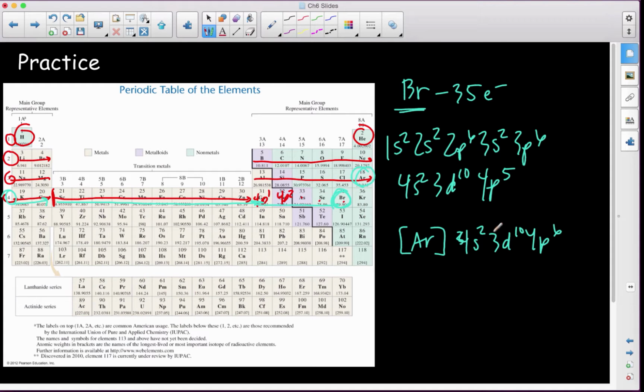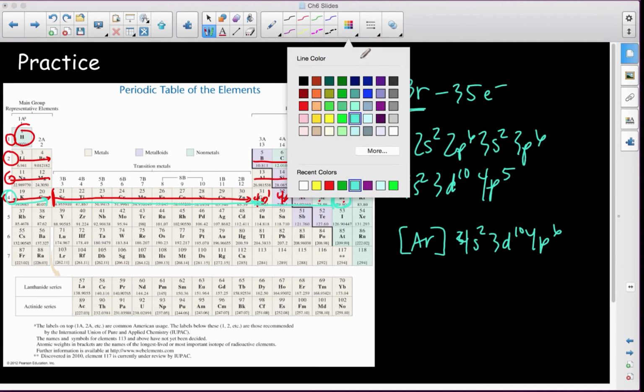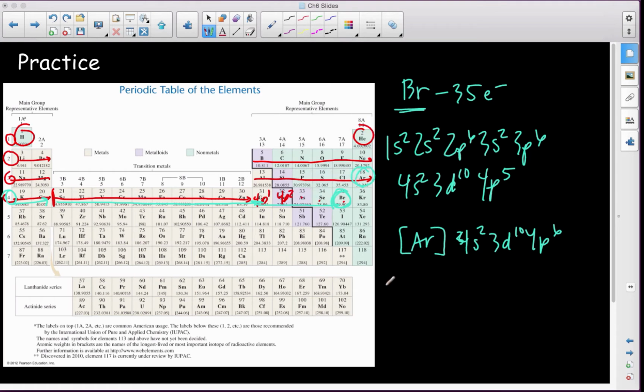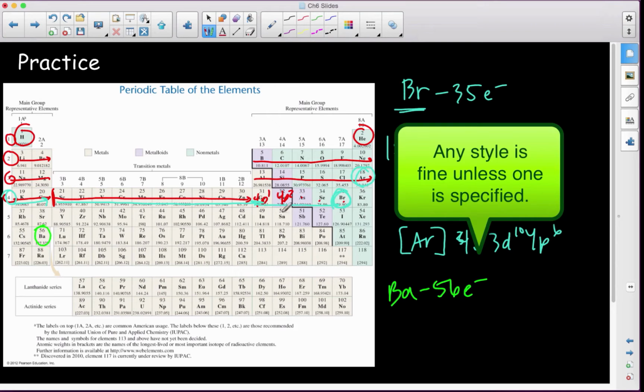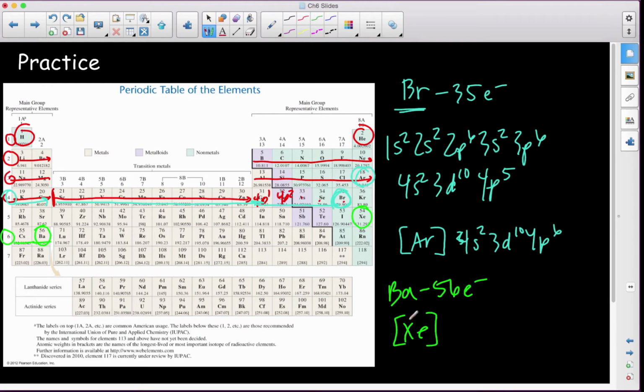So then if we wanted to do barium, for example, let's say we wanted to do barium. We go find barium. Barium has 56 electrons. And let's say we just wanted to do noble gas notation. So if this is barium, the next nearest noble gas would be xenon. So after xenon, we have 6s1, 6s2. Yes?